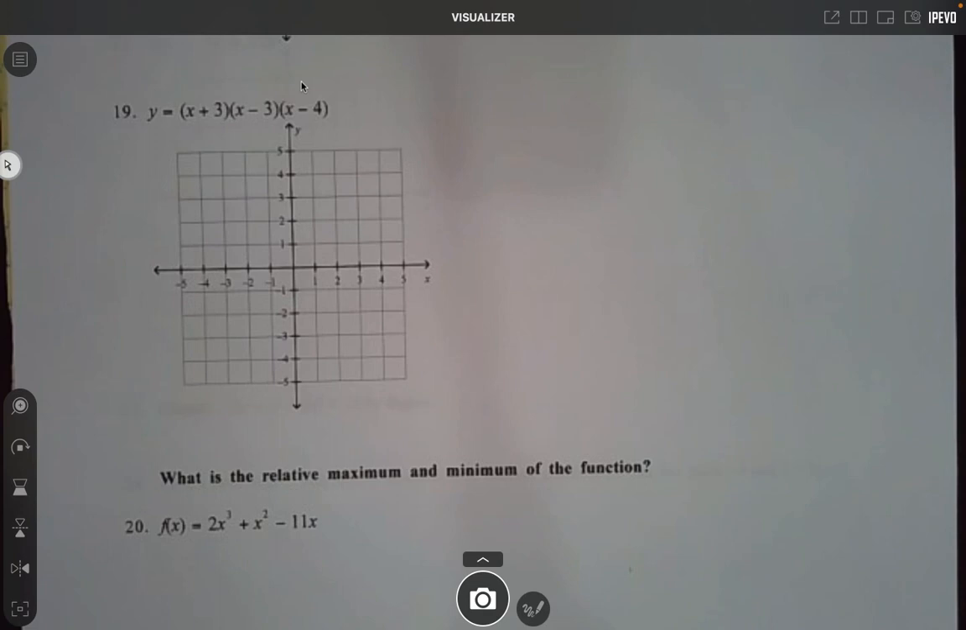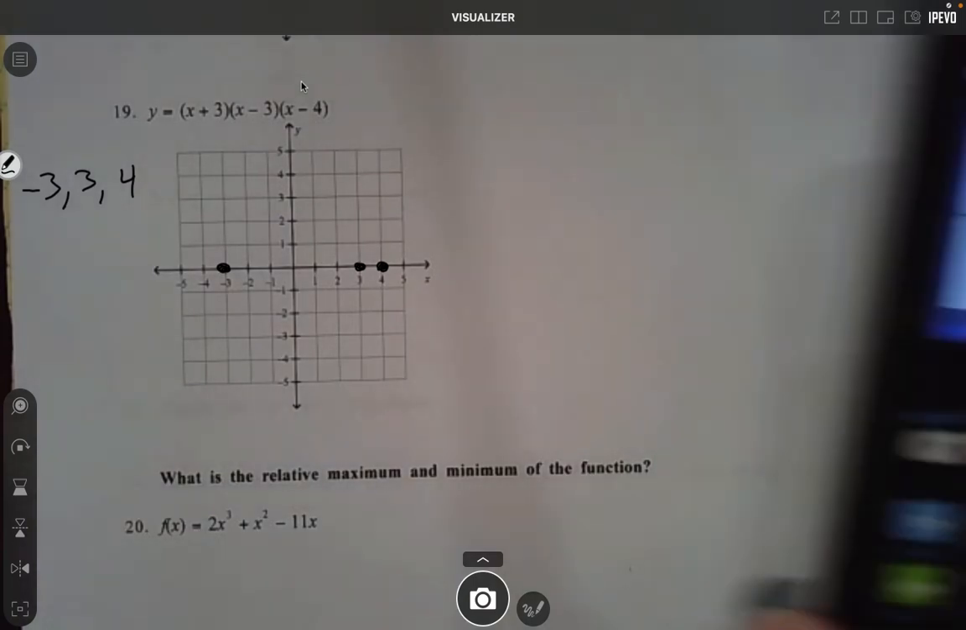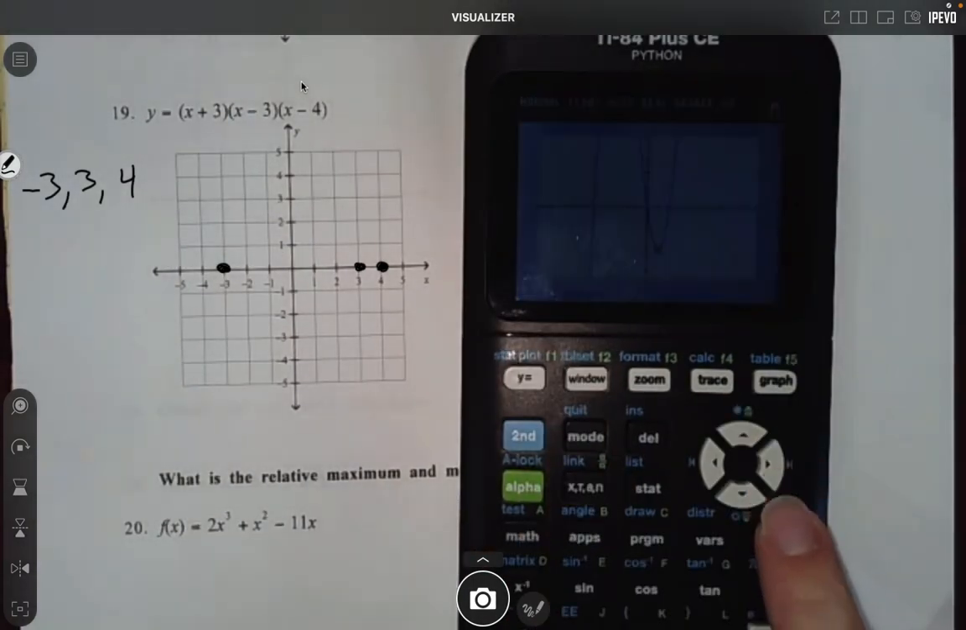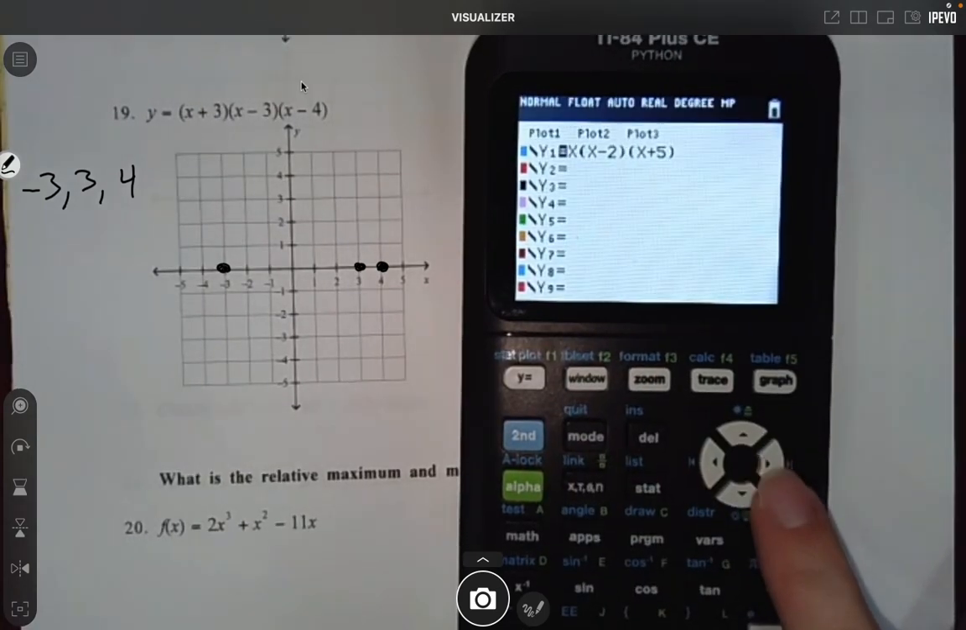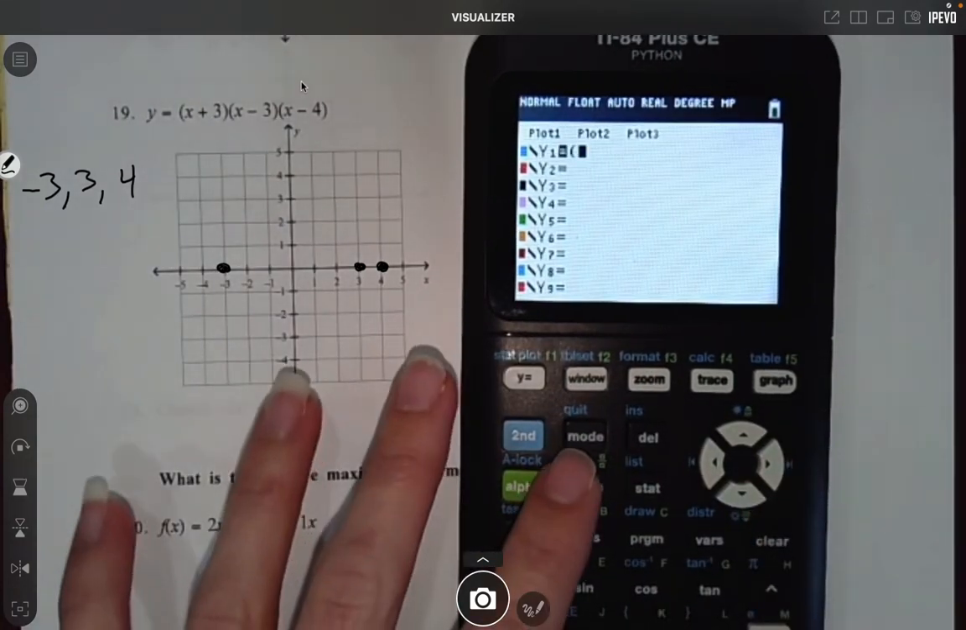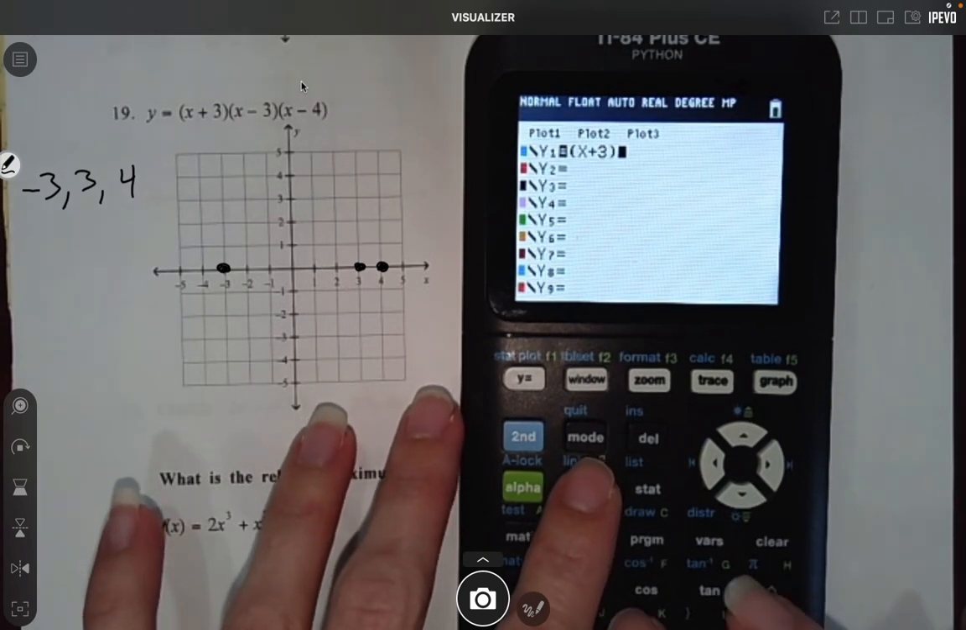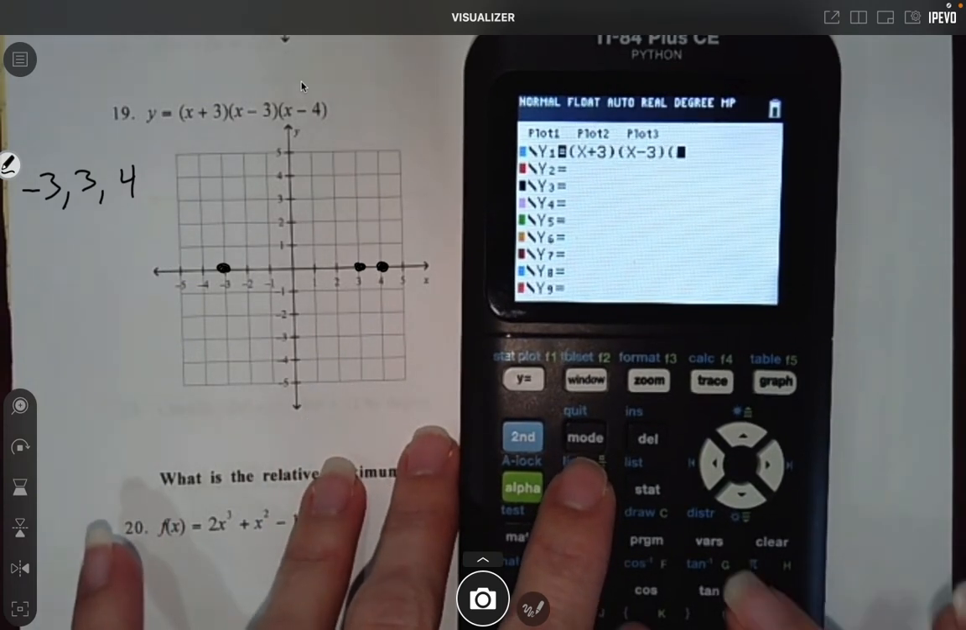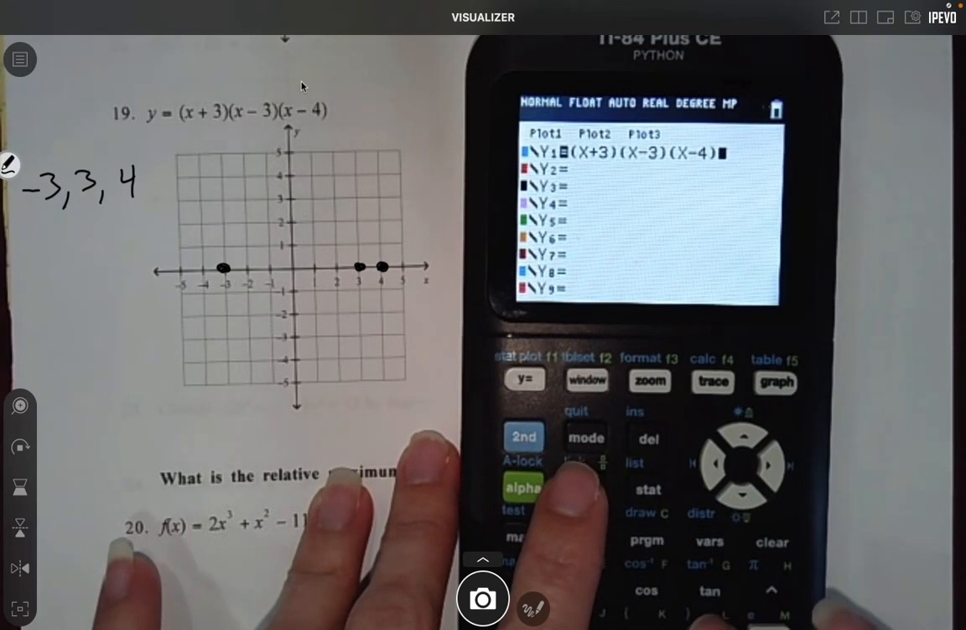What are my zeros on here? I've got 3 of them. What are they? -3, 3, and 4. So then I'm gonna write them, and then I'm gonna plot them. So between you and your partner, hopefully you don't forget to actually write them. Okay? Then let's graph. Let's see where we go up and down. So I've got x plus 3, x minus 3, and x minus 4.